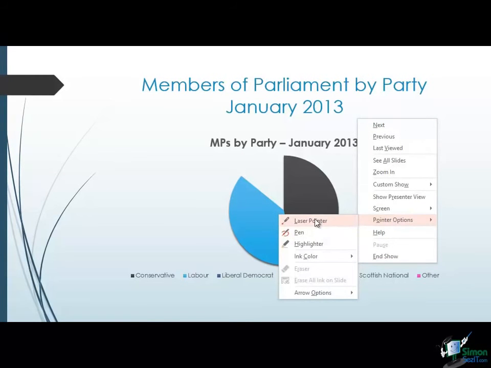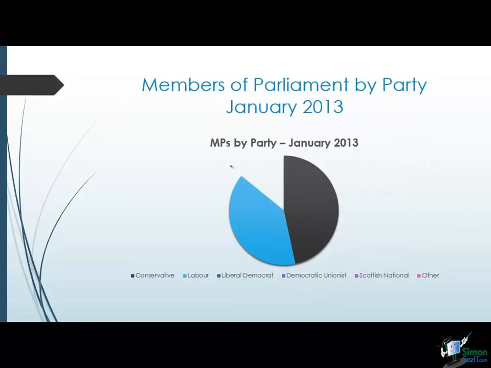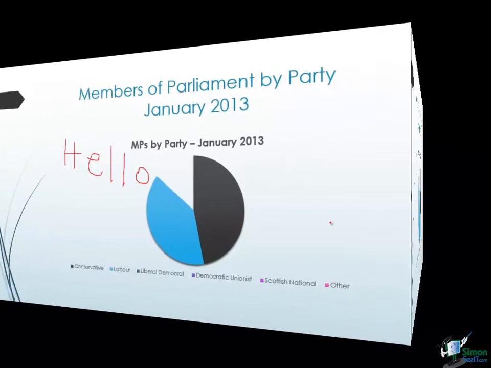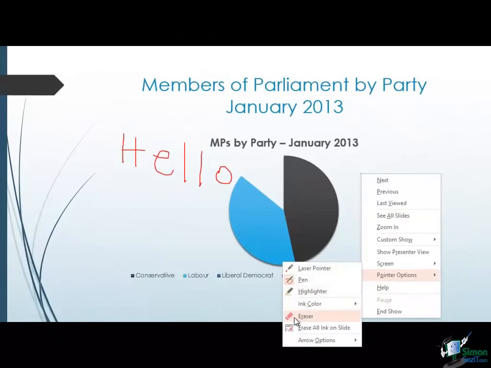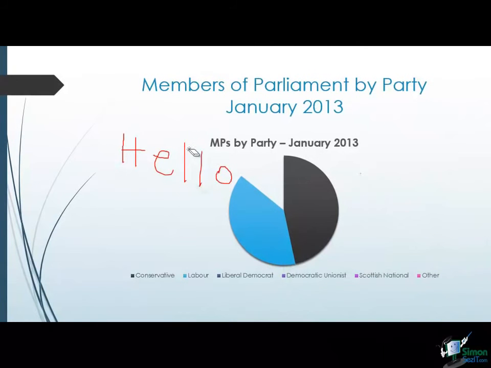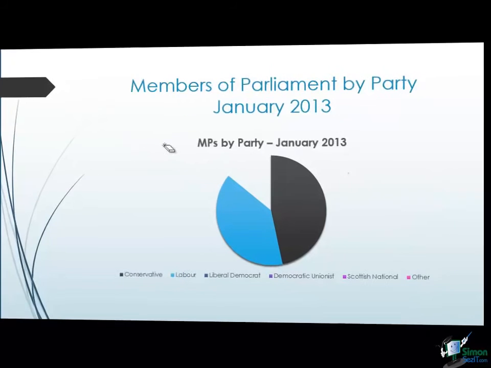Laser pointer we've already seen, but you could also select pen, and then with the left mouse key held down you can actually write on a slide. Takes a little bit of practice, but again that can be very effective in a presentation. Including with that we have an option for an eraser. So if I want to rub out what I've written, that's pretty straightforward as well.